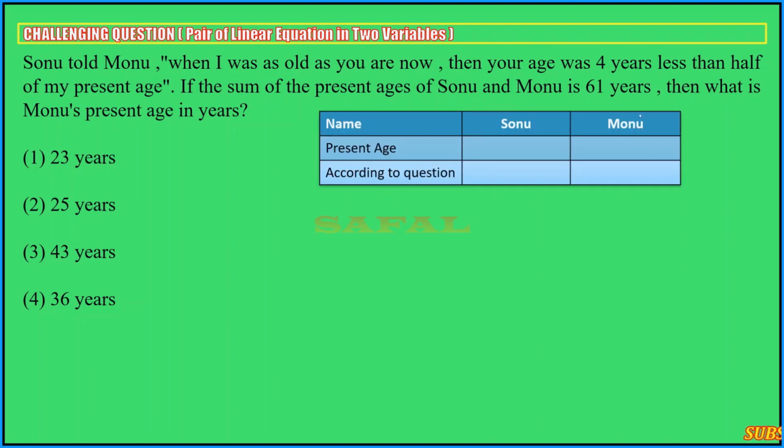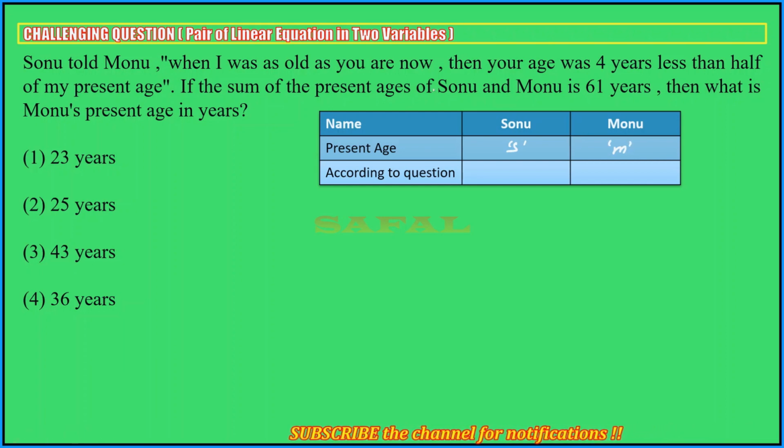To understand the situation, I have taken a table. So the first row indicates name. So two people are in discussion, so Sonu and Monu. Second row is about present age. So let us assume the present age of Sonu is S years and present age of Monu is M years.